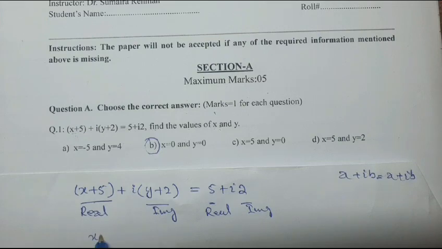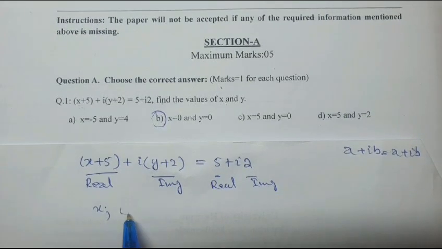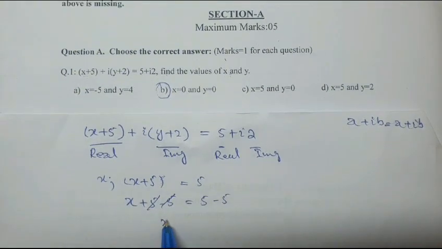Now in order to find the x variable, we can equate these real parts on each side of the equation. You don't really need to write these parentheses as well, so you can simplify this for the variable of x by subtracting 5 on each side of the equation, and you will end up with x equal to 0.